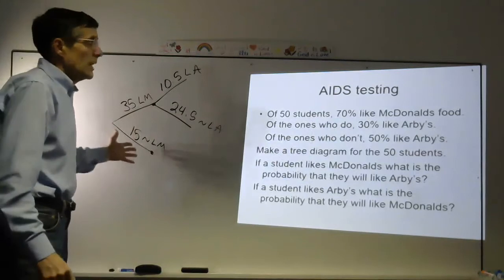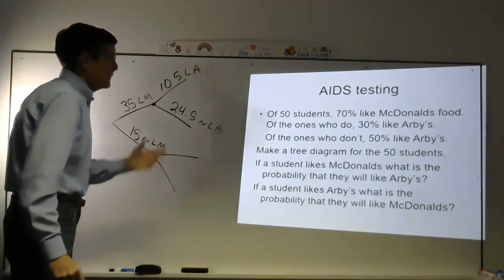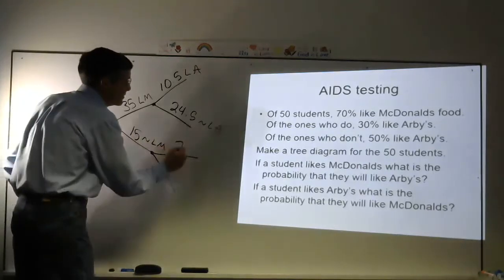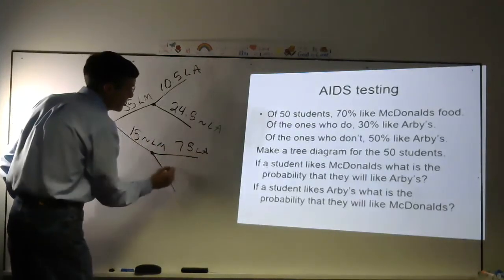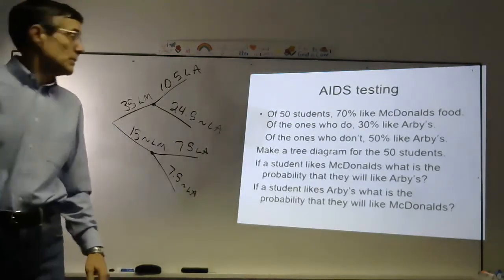Of the ones that don't like McDonald's, it's 50-50, okay? 50% like Arby's, so I know it's 7.5 like Arby's, and 7.5 do not like Arby's, okay?